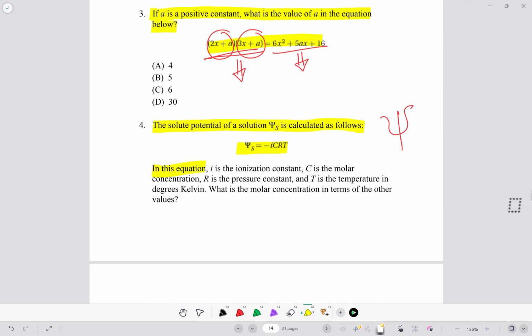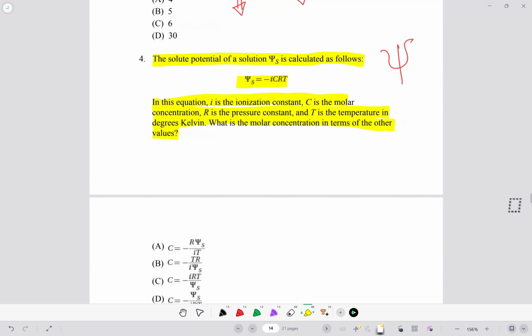In this equation, I is the ionization constant, C is the molar concentration, R is the pressure constant, and T is the temperature in degrees Kelvin. What is the molar concentration in terms of other values?